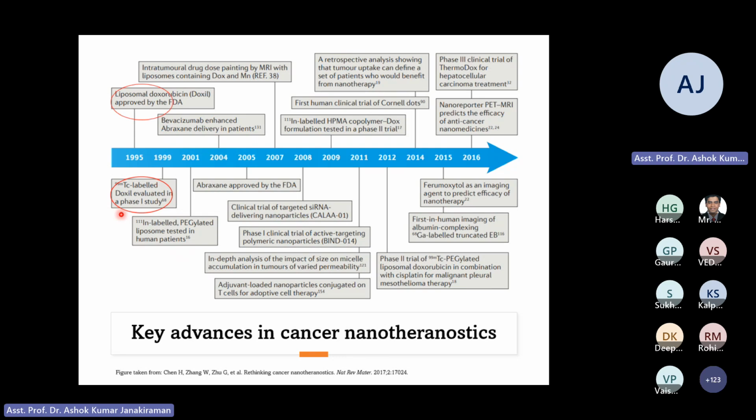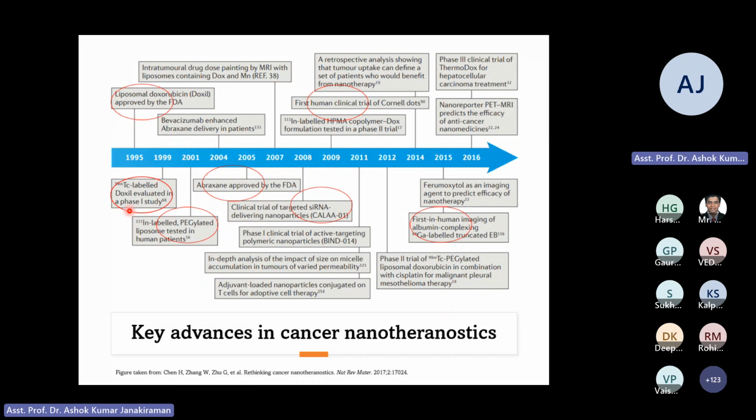Pharmacy students, right? We have different phases of studies. The first phase was initiated in 1999. Then a few more milestones were reached. PEGylated liposome, that means polyethylene glycolated liposome, was tested in human patients in 2000. Then in 2005, another drug was approved by the FDA, Abraxane. Then siRNA, small interfering RNA, clinical trial to deliver nanoparticles targeting the cancer cell line. The first human trial was initiated in 2009.